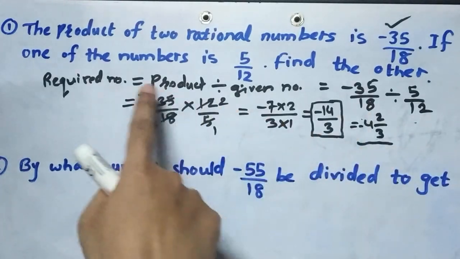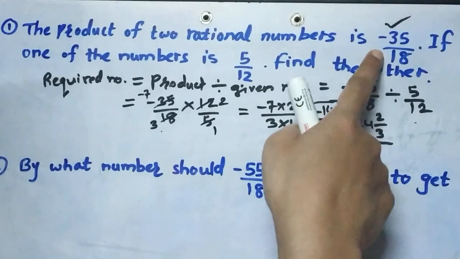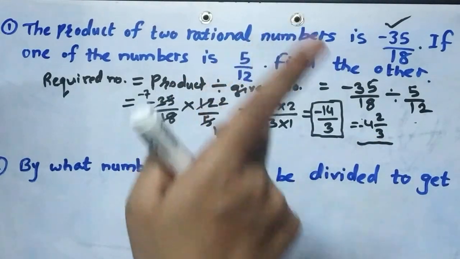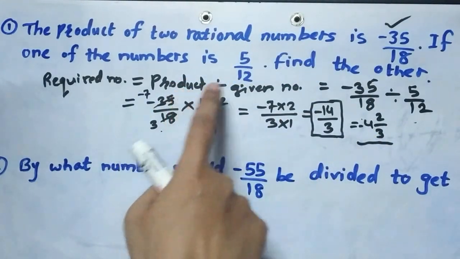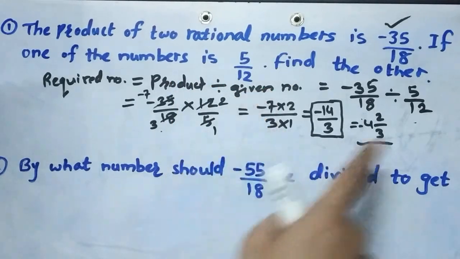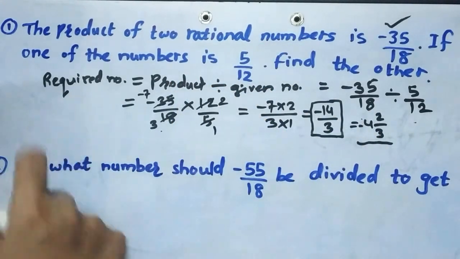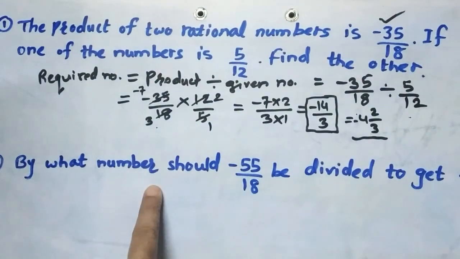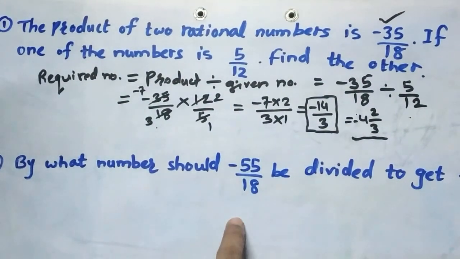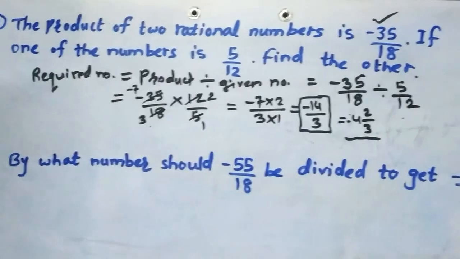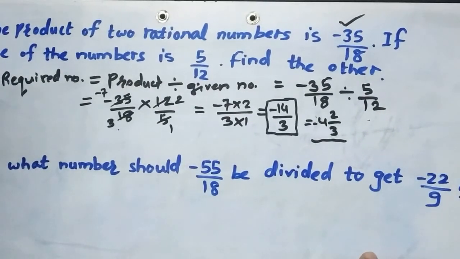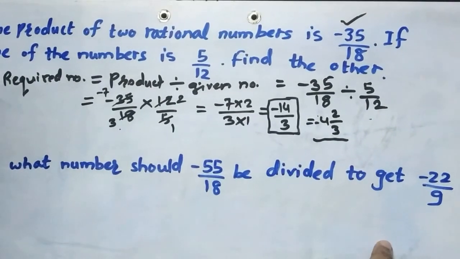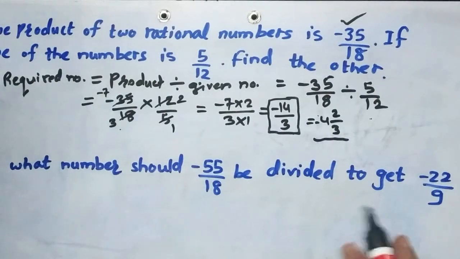So the procedure is very simple. Whenever the product is given and one of the numbers is given, you just write product divided by the given number. So friends, you can get the required number. Now another question is, by what number should minus 55 upon 18 be divided to get minus 22 upon 9? So friends, here it is very easy.